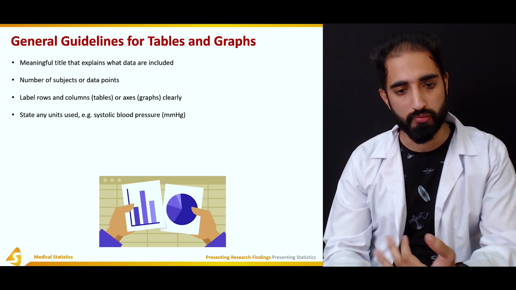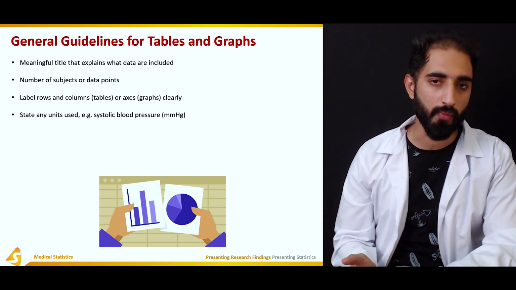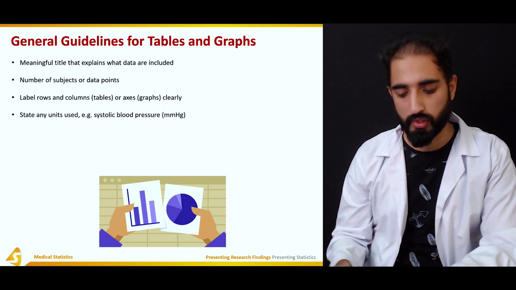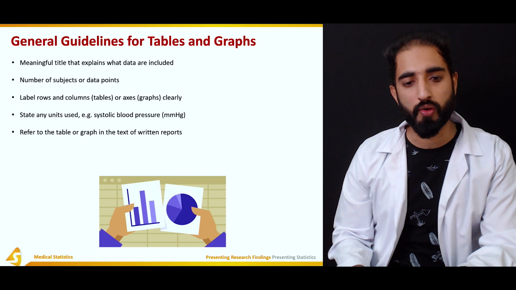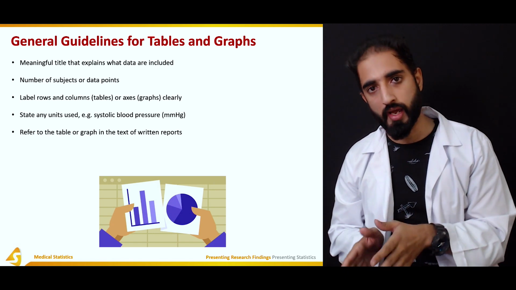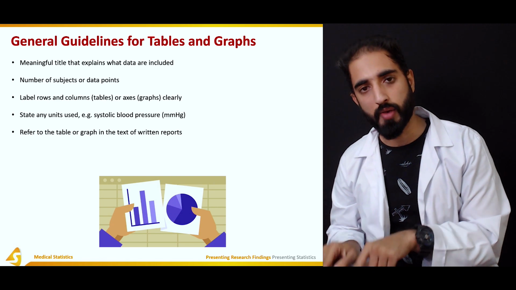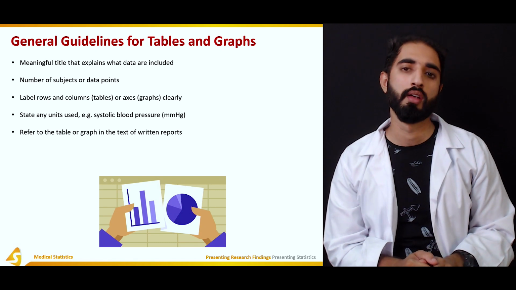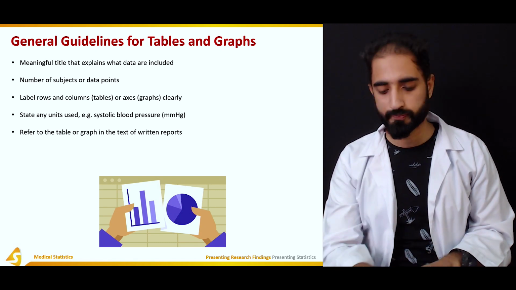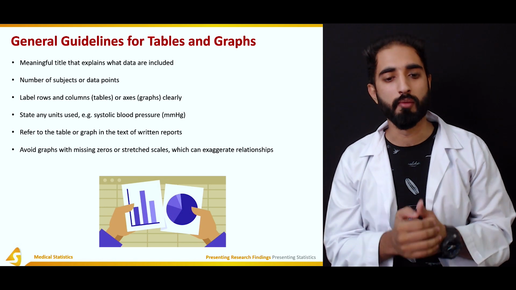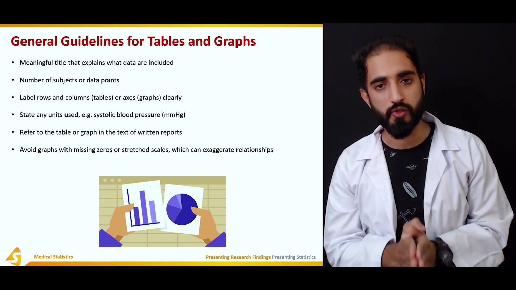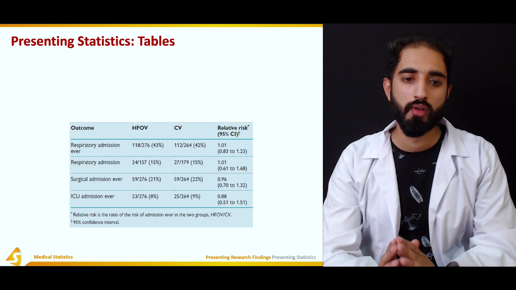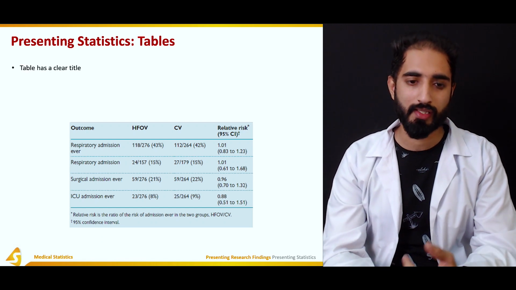For example, for blood pressure, use millimeters of mercury. If you are using force, then Newtons. If you're using distance, then meters or centimeters. Refer to the table or graph in the text of the written report. Wherever you put a graph, you should mention it in the text as well, with the corresponding descriptive statement for that graph or table. Avoid graphs with missing zeros or stretched scales, which can exaggerate relationships, and we're going to look at an example in the upcoming slides.